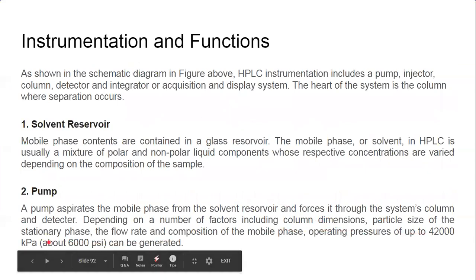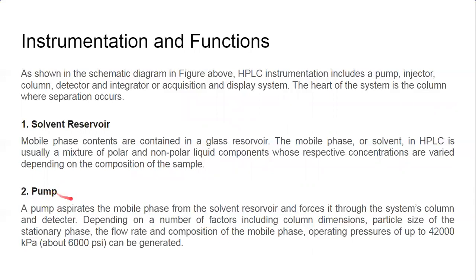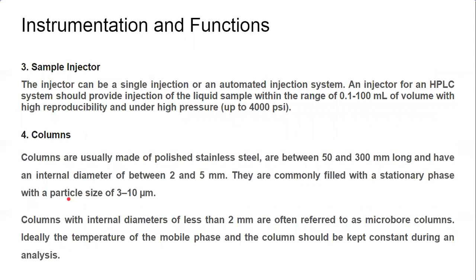So here the selection of the pump is also influenced by what? The particle size of the stationary phase, the flow rate and composition of the mobile phase, and the operating pressure up to 4,200 kilopascals. Depending on these three, we are changing the pressure. Okay. Next, the sample injector. This is the third component.